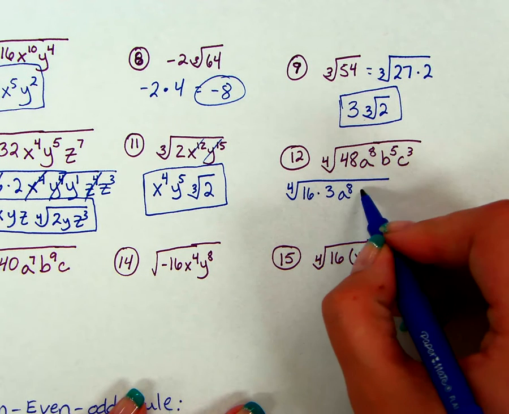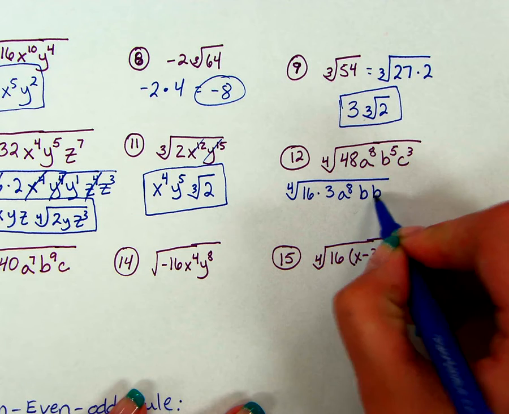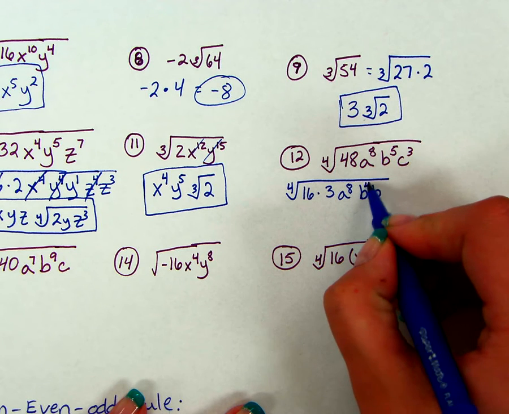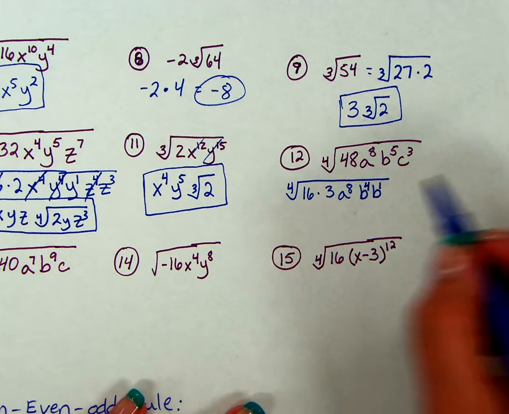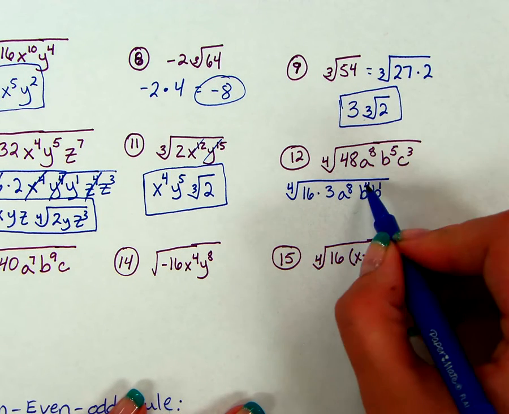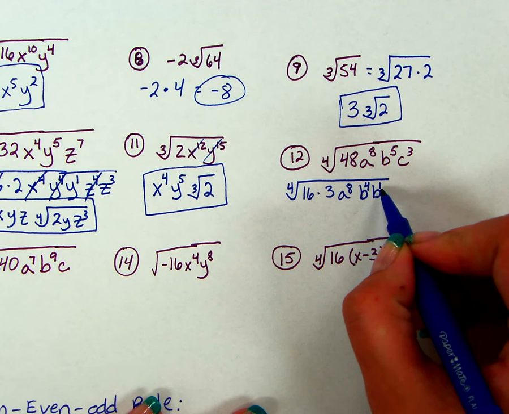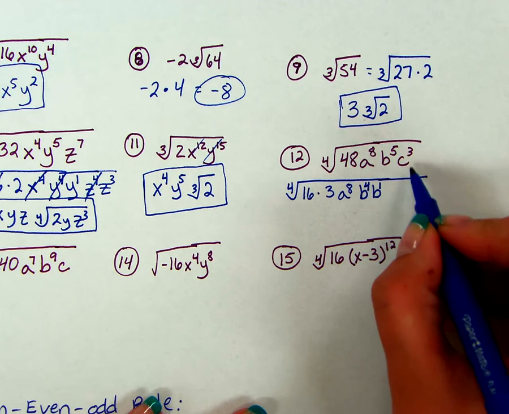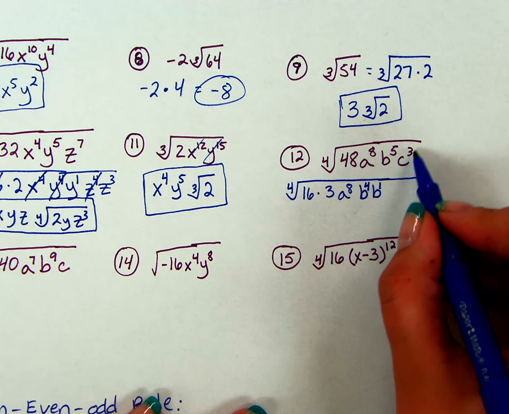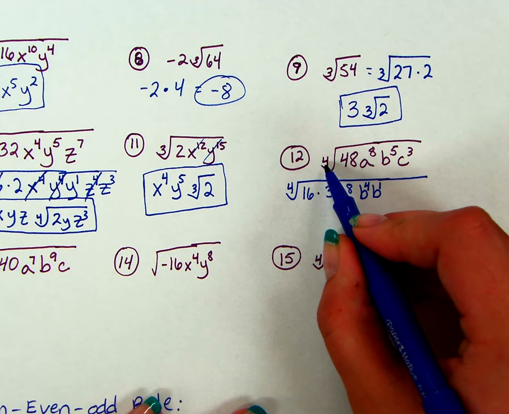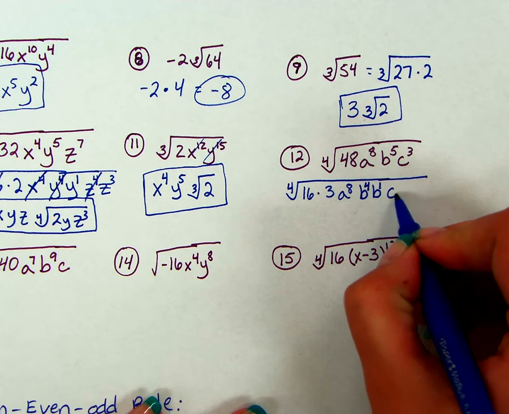5 does not divide by 4 evenly, so that means that we're going to have to split that up. So we would want to use 4 and 1. Again, these are adding to be 5. One of them has to be divisible by 4, and the other one has to be smaller than 4. And then since c cubed, that power is already smaller than the root, that one we can't simplify. So that's going to stay the same.